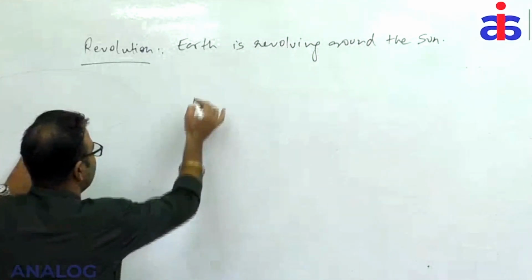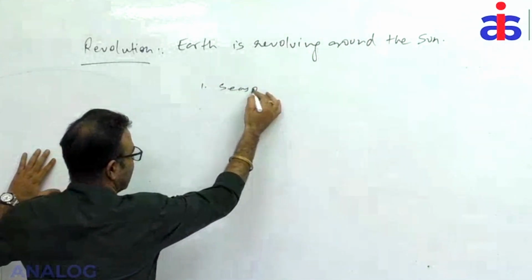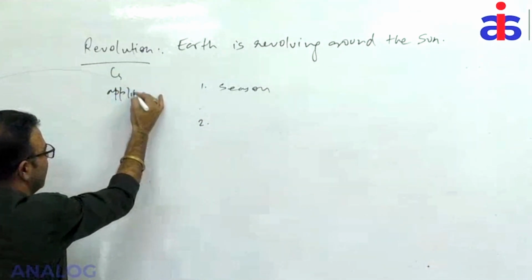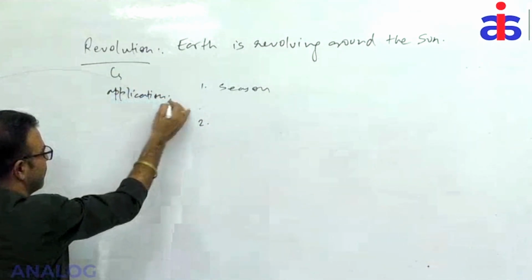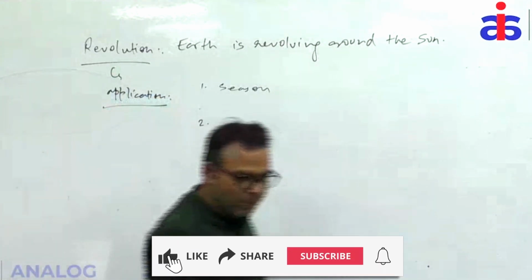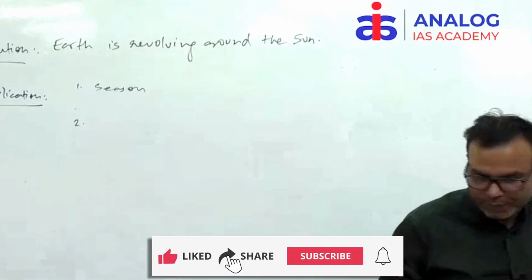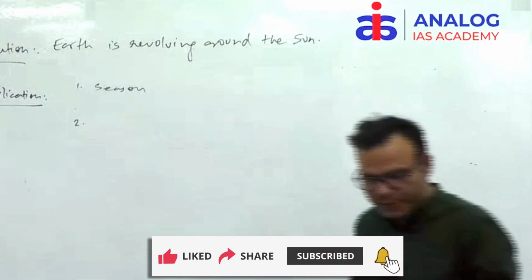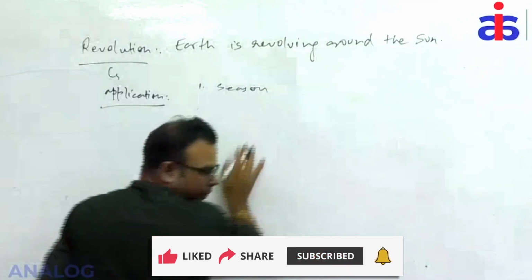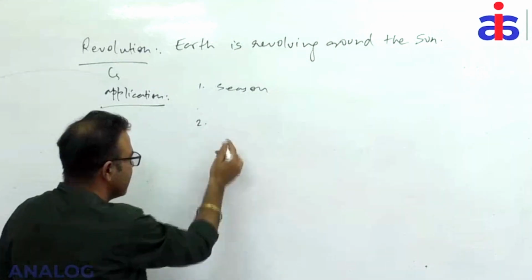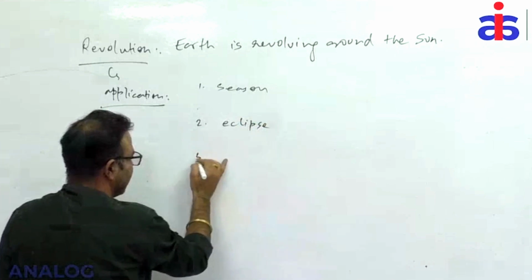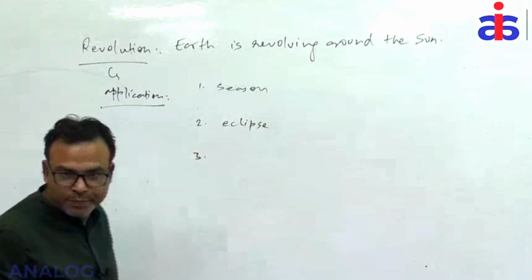Okay, revolution first is in the season occurrence. We have done this. Application of this whole concept, where you can apply the revolutionary concept. 3-4 concepts are there. Seasonal, we don't know it, so we will avoid this. Seasonal occurrence is required. Second is eclipse formation, lunar and solar eclipse.